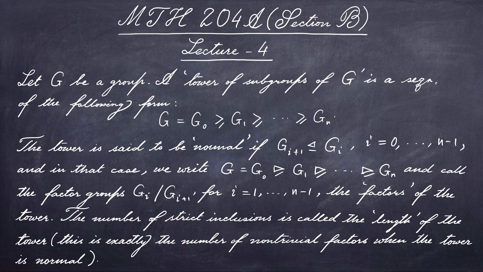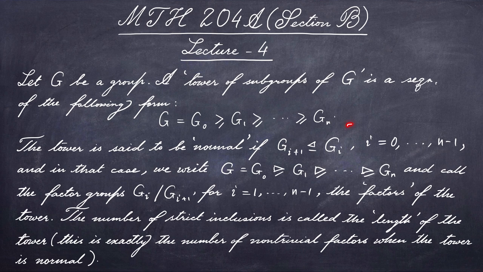We begin this lecture with a group G. By a tower of subgroups of G, we mean a finite and nested sequence of subgroups of G, that is, a finite sequence of this form. Here, from the second term onwards, every term has to be contained in its immediate predecessor.